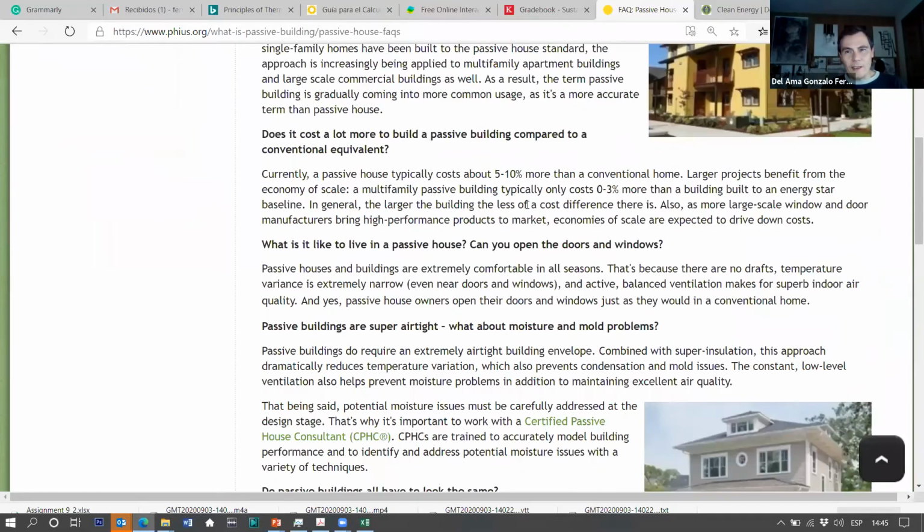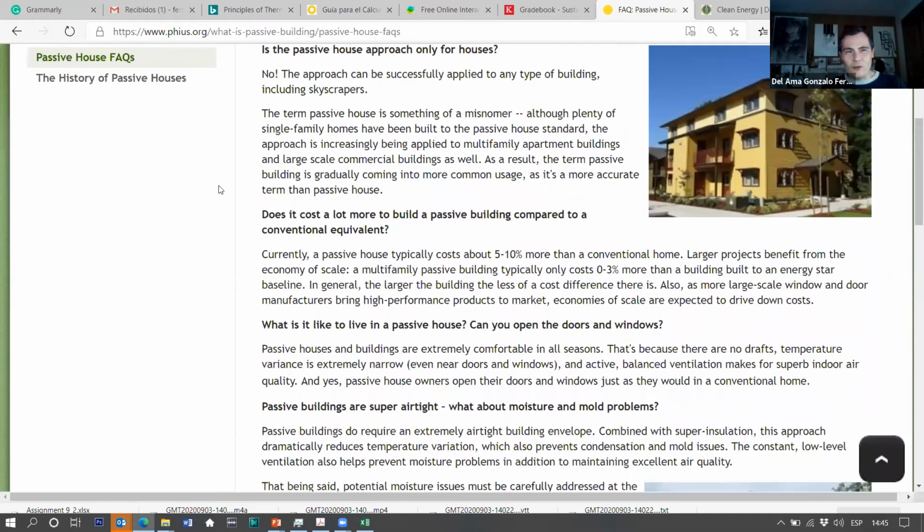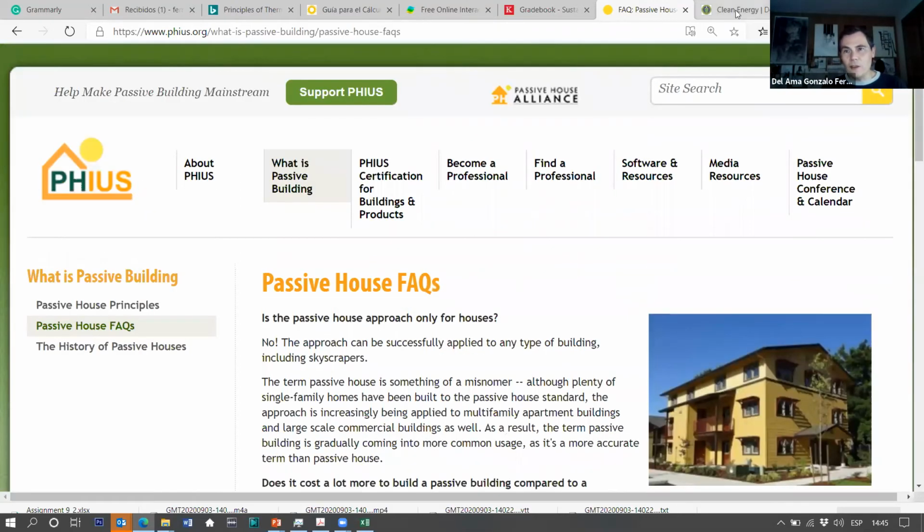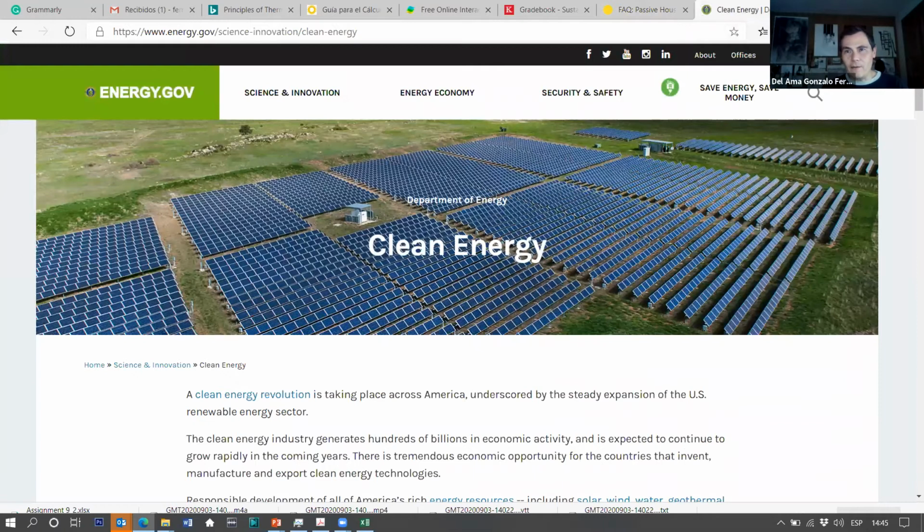We are going to work basically with three kinds of institutions or websites: the Passive House Institute, the Department of Energy, and the last one will be ASHRAE.